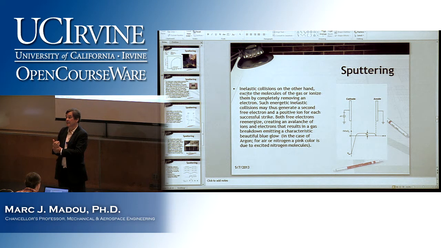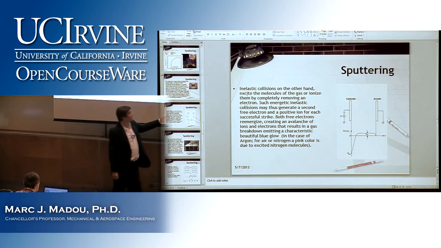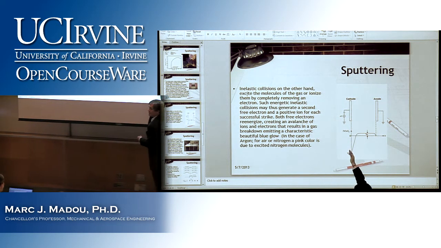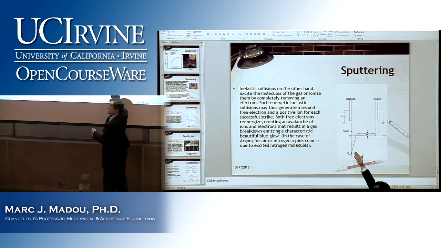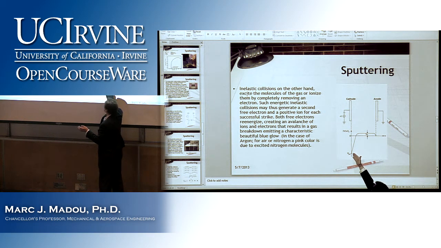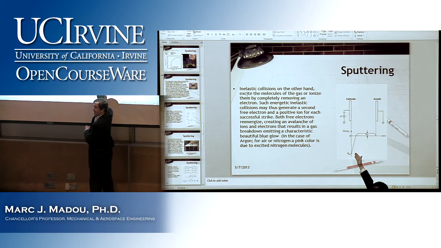We will later see when we do deposition, we will use the same station, we will sputter off, let's say, platinum from the cathode and deposit it on the anode. So for deposition, sputter deposition, you put your workpiece on the anode. For sputter etching, you put it on the cathode.